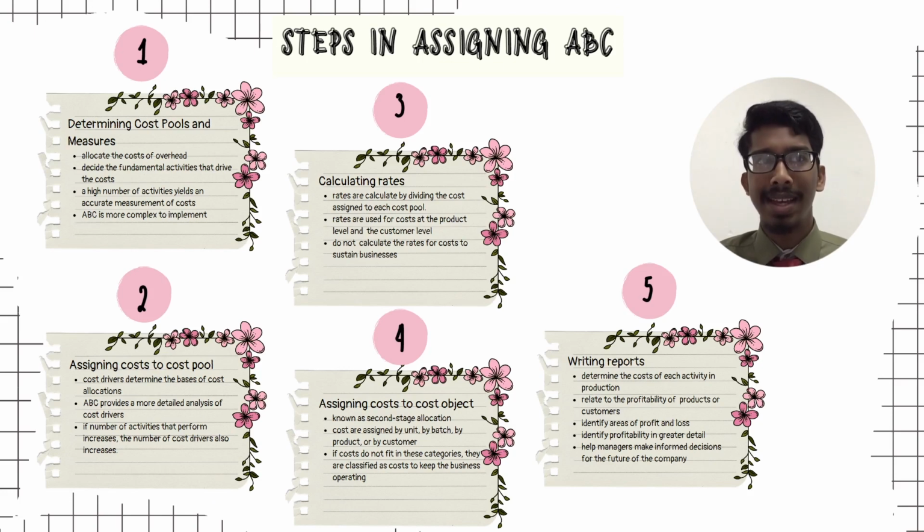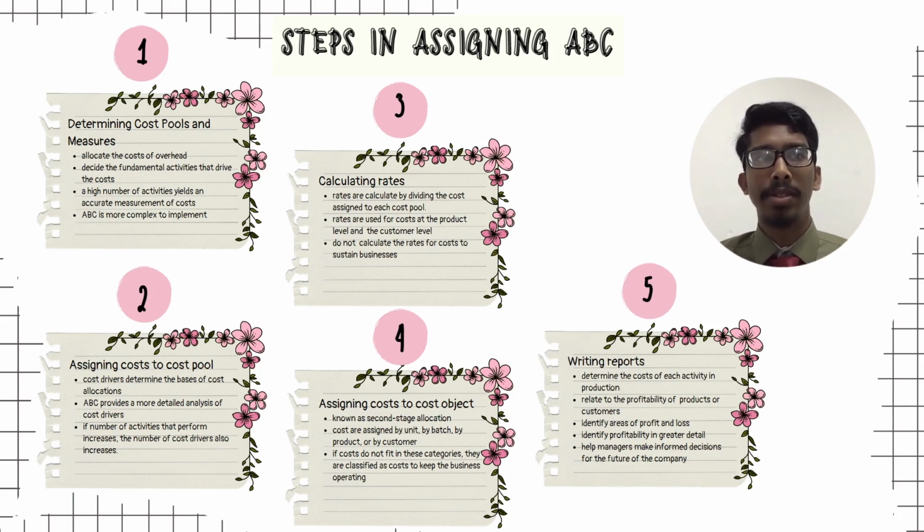The second step is assigning cost to cost pools. After determining the cost pools and measures, managers assign the cost to the cost pools they belong to. Cost drivers determine the base of cost allocation and are essential to managerial decisions. As described earlier, ABC provides a more detailed analysis of cost drivers than do absorption costing and variable costing. If a company has a large number of activities, the number of cost drivers it must handle also rises.